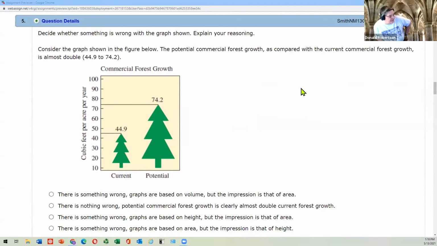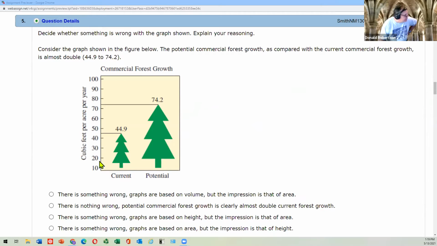These questions I kind of like because they're not numerical questions. They're actually getting us to look at the way that advertisement people and politicians and people who want to influence us work. Here is a diagram that shows you the current potential for commercial forest growth, and here is a potential one. Now, decide whether there's something wrong with this graph.